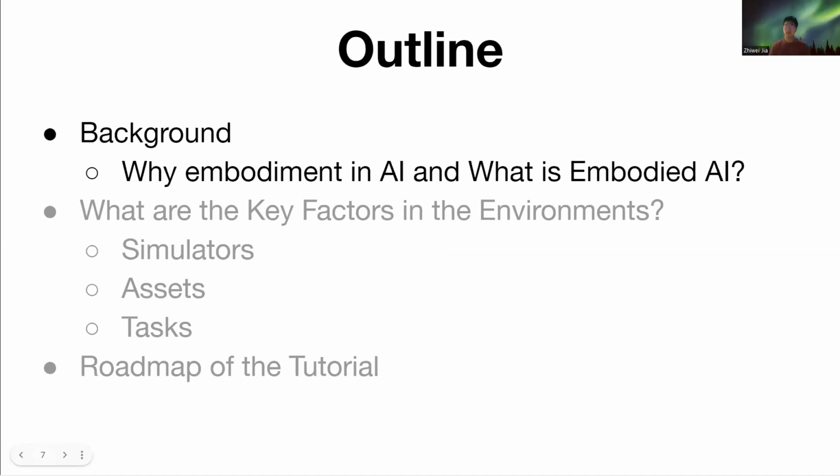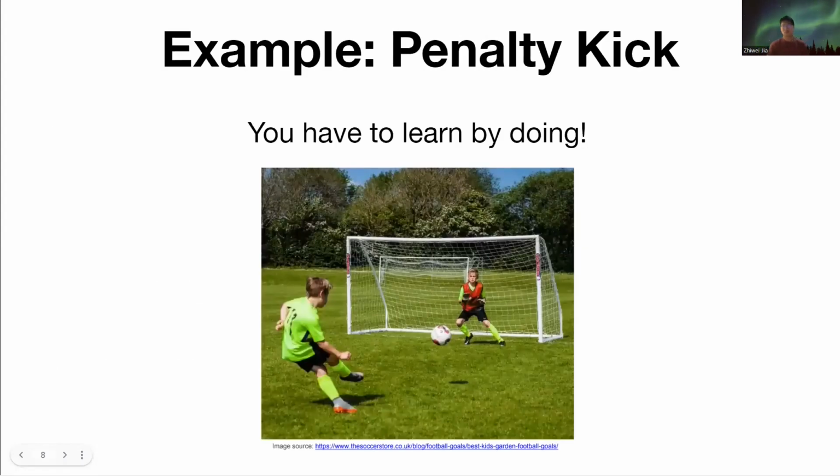To begin with, let's first talk about why embodiment is needed for AI. Take an example of learning to play soccer, for example, performing a penalty kick. It's pretty hard to learn it only by reading books or watching videos. You sort of have to try it out yourself, which involves using your own body to physically interact with the surrounding environment. And this is a typical example of embodiment.